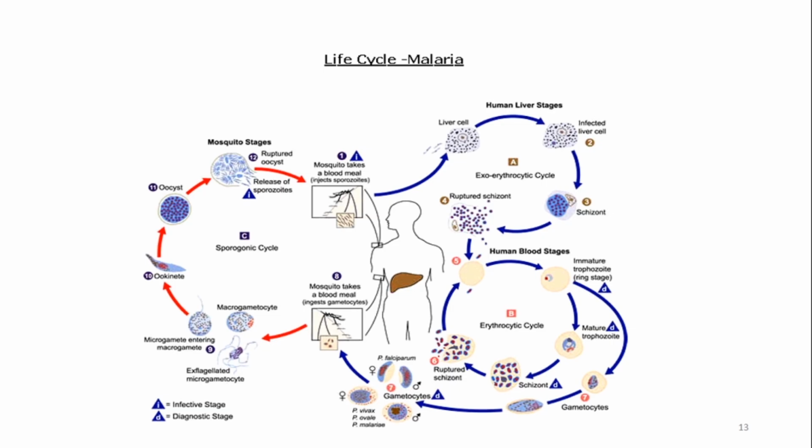Once there is rupture of these erythrocytes, the ruptured schizonts release merozoites into the circulation, and they go back and infect new hepatocytes and new erythrocytes. This marks the erythrocytic cycle, and the timing of the rupture of these erythrocytes coincides with the occurrence of fever in patients who have malaria infection.